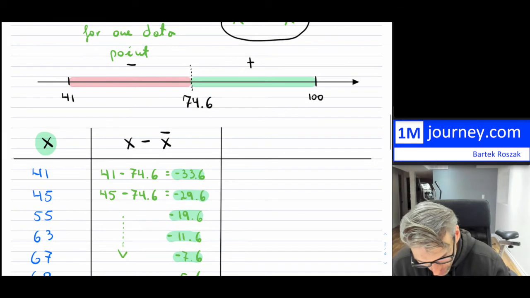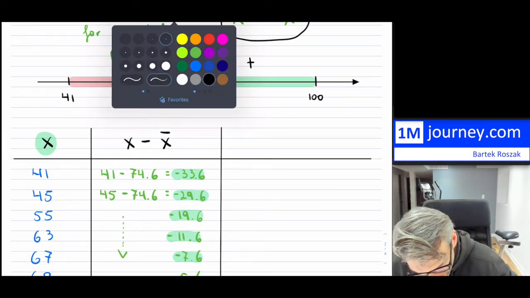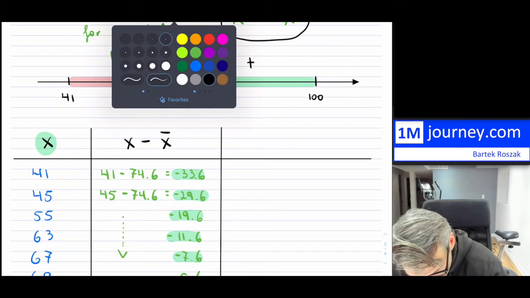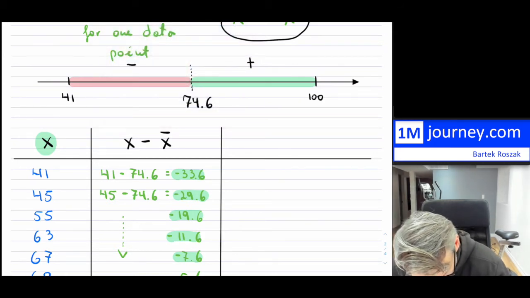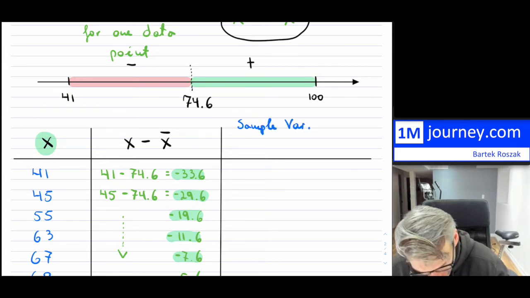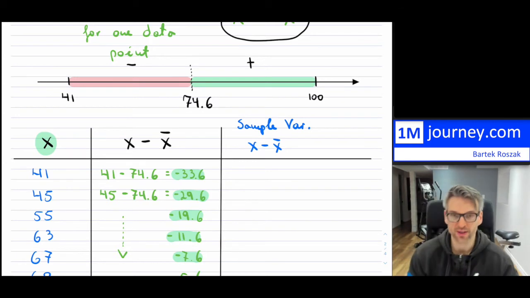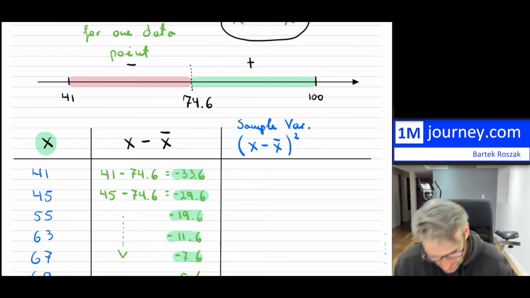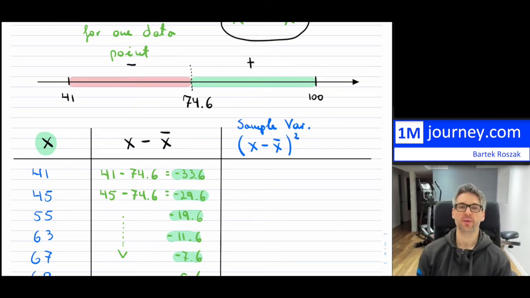And now my variance is defined as the following. Because it's a sample variance, I should write that in here. Okay, so this is the sample variance. What it is, is your deviation that you carry, squared. So that's what you have with respect to your variance.